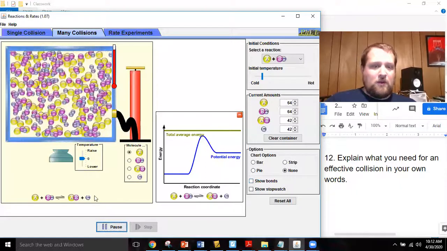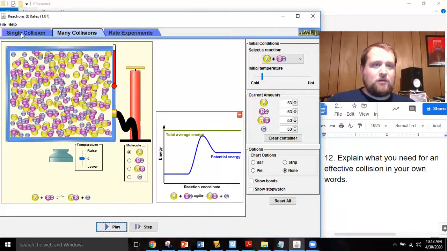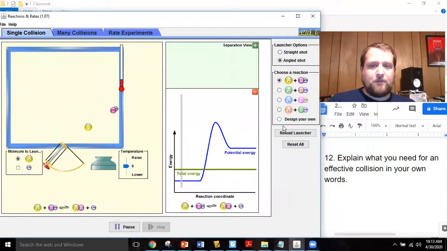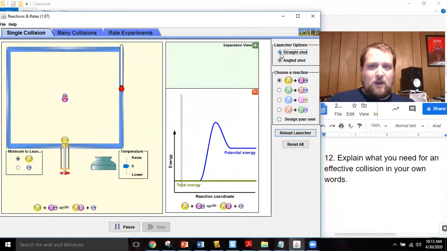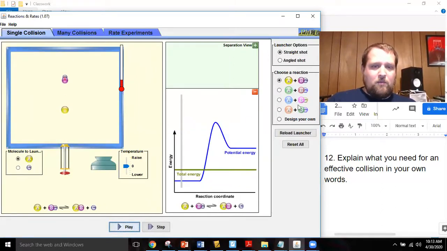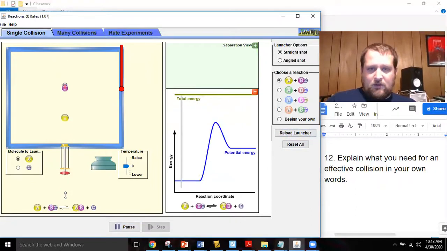So I'm going to take it back as a reminder. I'm going to go back to single collision here. There were 2 main things that we looked at. In order for this reaction to actually happen, in order for the collision to be effective, we needed 2 things. So the first thing related to that was not an effective collision. But this is an effective collision. Why? So that's one thing.